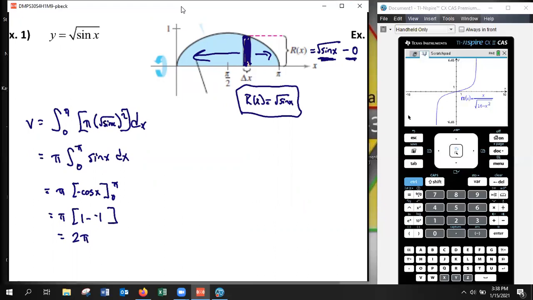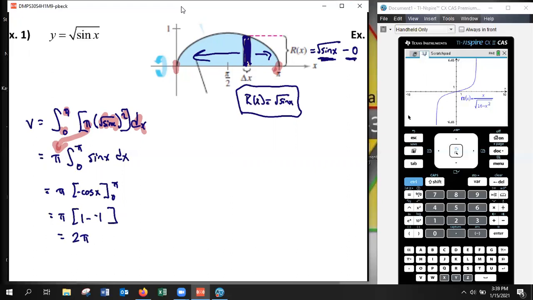The reason why it's 0 to pi is because those are the bounds on my graph. 0 to pi, pi r squared dx. A lot of times people will put the pi on the outside. I absolutely have no problem with that, and you'll see me do that quite a bit too. The downside of that is I've had too many students forget their pi's as they're writing it. So please be very, very careful.